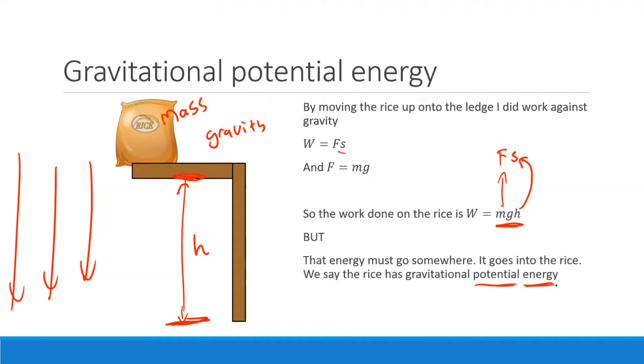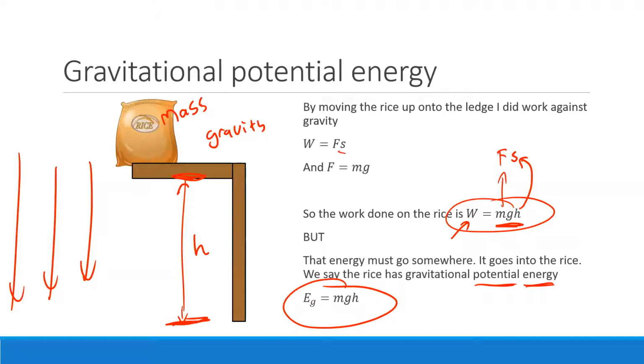And the formula for that, which is our very first formula that we're going to have to memorize, is Eg equals mgh. The gravitational potential energy is equal to the mass times the gravity times the height. It's the same formula as this. The only difference is I've replaced W, which is the work done, how much work I put into moving that rice, with Eg, a potential energy.